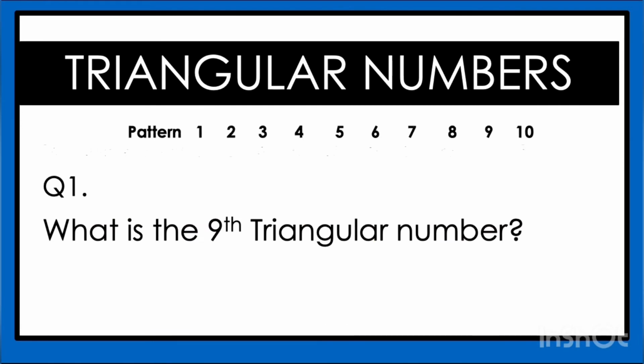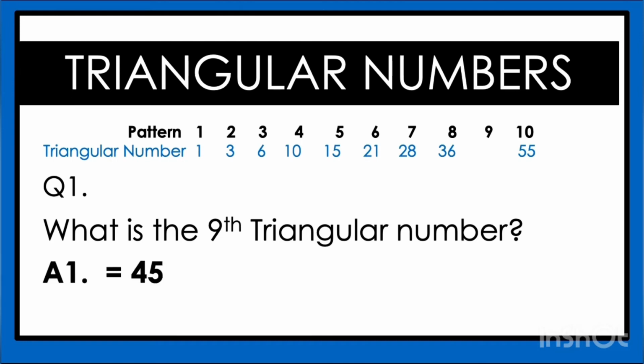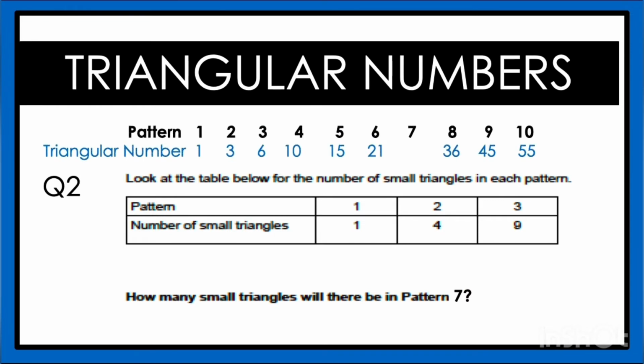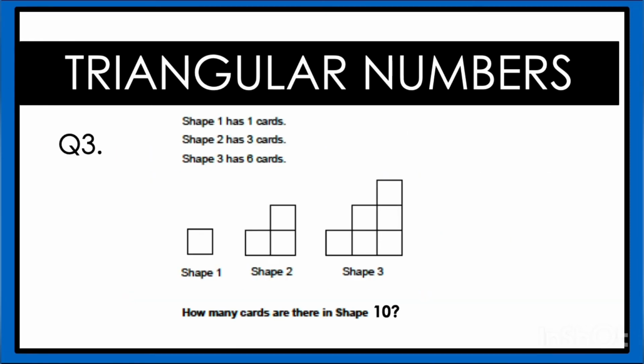Question 1, what is the 9th triangular number? Well, we see 8 is 36, so we just add 9, which is 45. Question 2. What is the pattern of 7? Well, we see 6 is 21, so add another 7 to that, because that's what's missing, is 28. We must learn all the patterns from 1 to 10. And finally, question 3. What's the pattern for shape 10? Can you remember? The answer is 55.